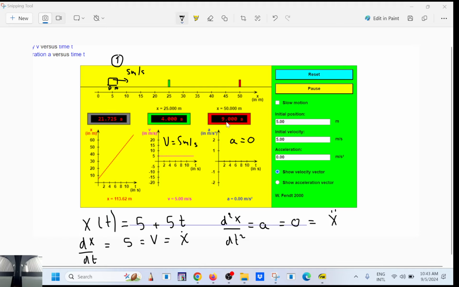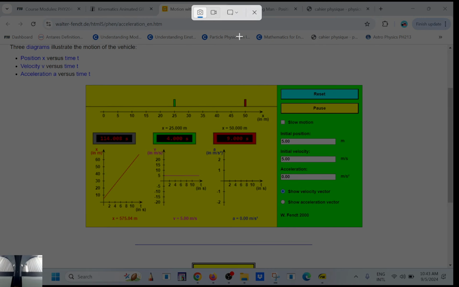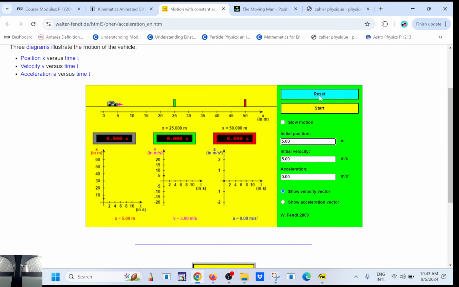Okay, so let's see now what we're going to have if we have an acceleration. So I'm going to take initial velocity is 5. Let's take initial position is 0. But now I have an acceleration of 1.